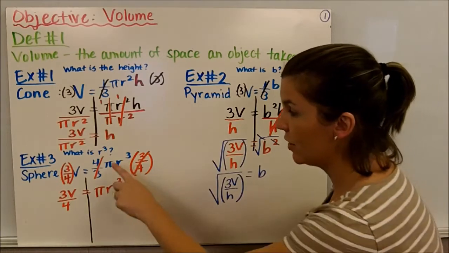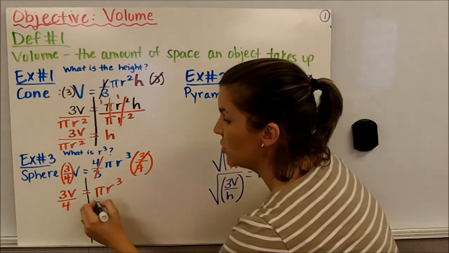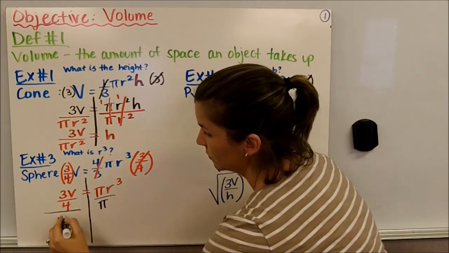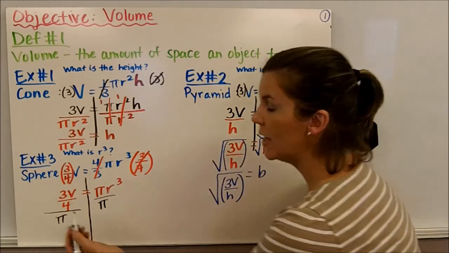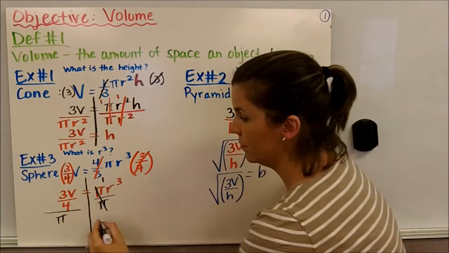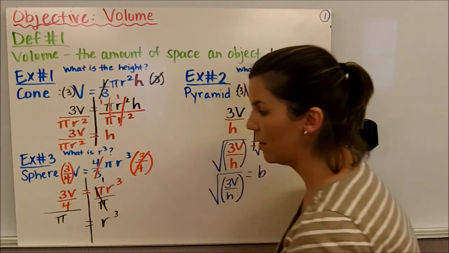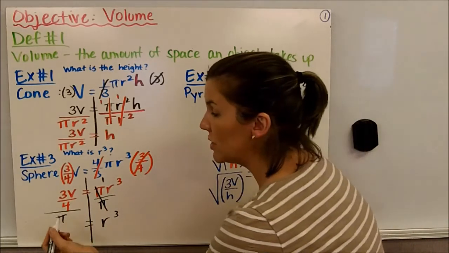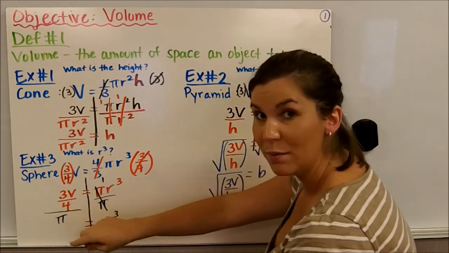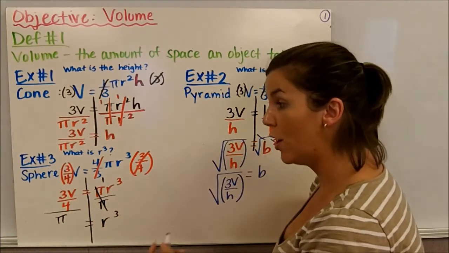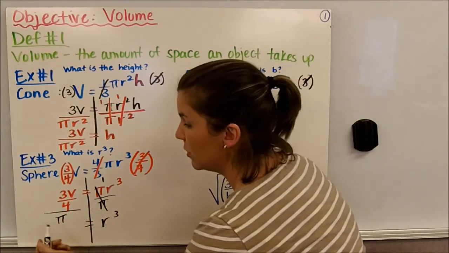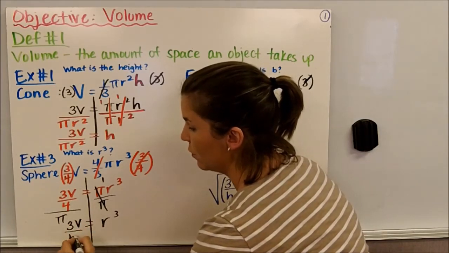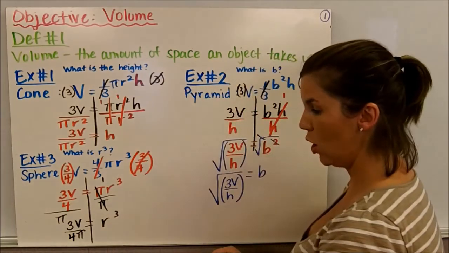Now I need to get rid of pi. So I'm going to divide both sides by pi. Now when you do this, pi over pi is 1. And now I have r to the 3rd power by itself. Now it's ugly because I have a fraction within a fraction. But what's going to happen is dividing by pi is actually multiplying by 1 over pi, the reciprocal. So the pi will scoot into the bottom with the 4. So 3v over 4 pi.